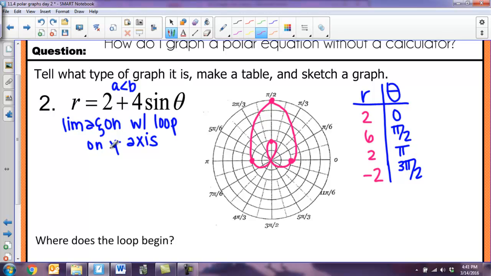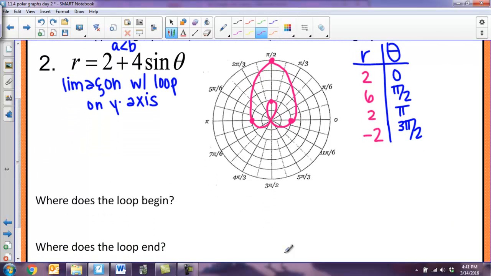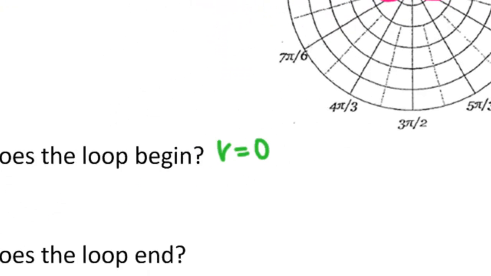Now they're also going to ask you things like, where is this loop? What's happening here? How do I know where the loop begins? Well, if you look right here graphically on this thing, this loop starts when your r is equal to 0. So we can see right there that that's one of the points where it's going to be. So what I'm looking for here is the first time that r is equal to 0. So I'm just going to plug it into the equation.